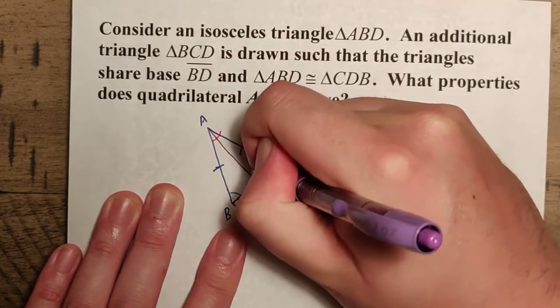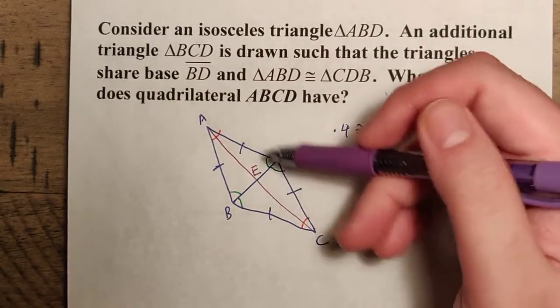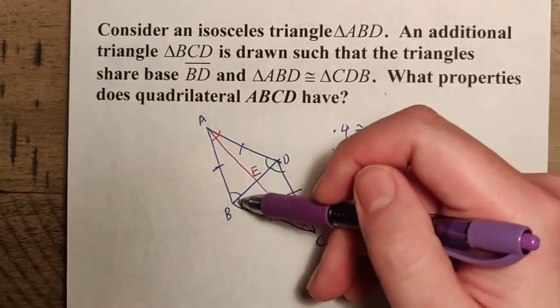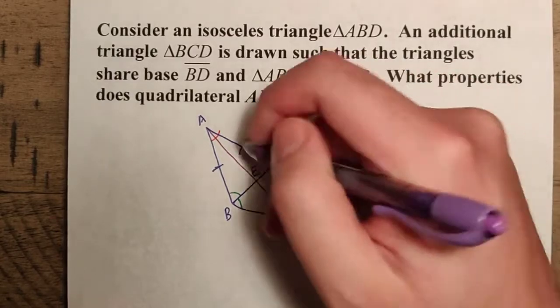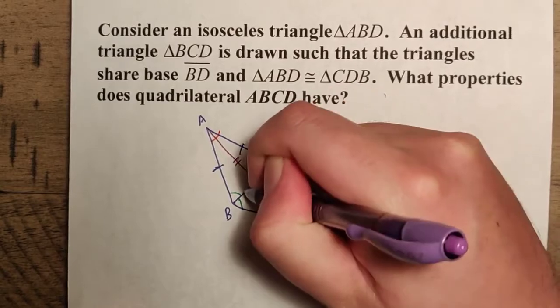Now, owing to the fact that this is a parallelogram, ladies and gentlemen, we know that E is the midpoint of both pieces here. So BE and ED are congruent, AE and EC are congruent here, so I can mark that.